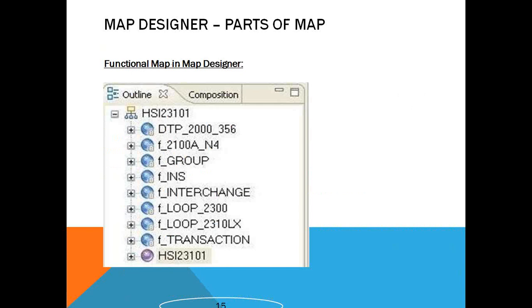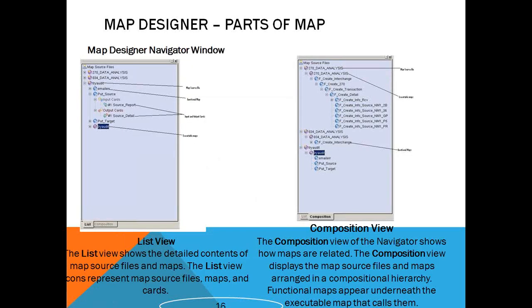All these sky blue color icons are functional maps. Gray color is the actual main map. All these are the functional maps: DTP, 2000 N4 segment, group, INS, interchange. This is a for loop, transaction. All these are function maps. Always create the function map with F underscore. It is advisable so that it will be easily identified. Okay, I've understood.